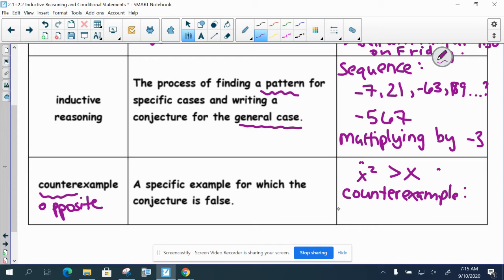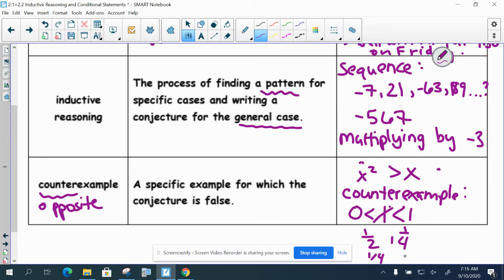Well, you can think of several. What about 0? If x is 0, then x squared is 0. That's not greater than, that's equal to. So 0 or 1 or anything between 0 and 1. So actually, for any value of x that's between 0 and 1, such as 1/2, 1/4, because when you square 1/2, you actually get 1/4.